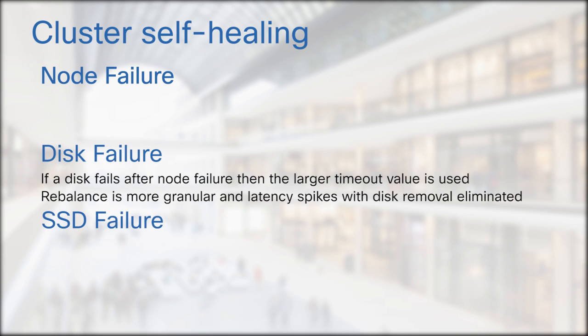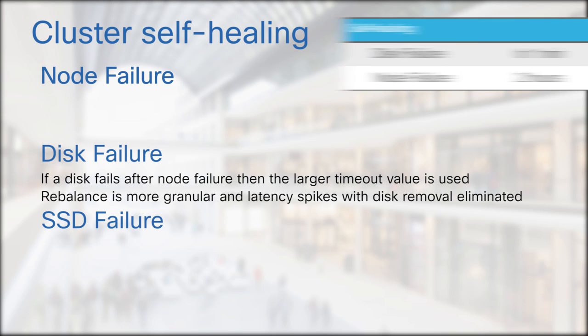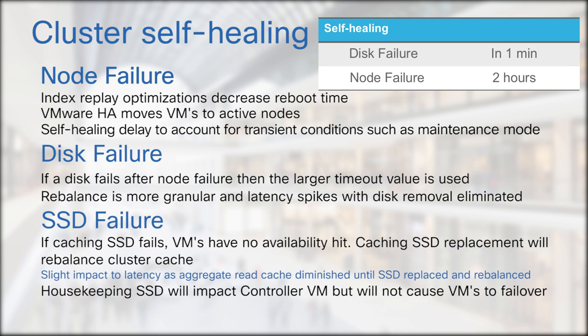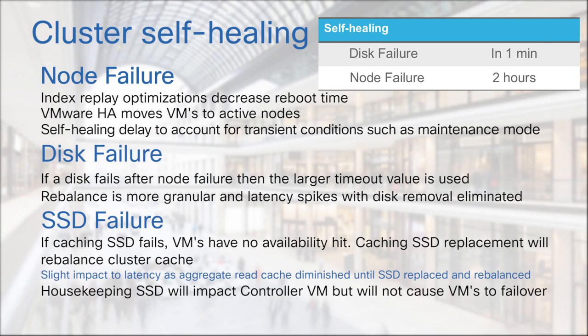Disk failures or removals trigger a rebalance within 1 minute. Node failures trigger a rebalance within 2 hours, while administrative removals are started immediately. These values can be overridden by an administrator on the command line.